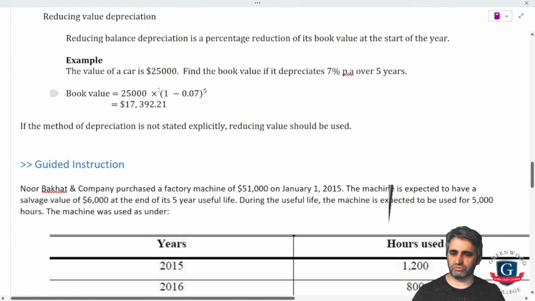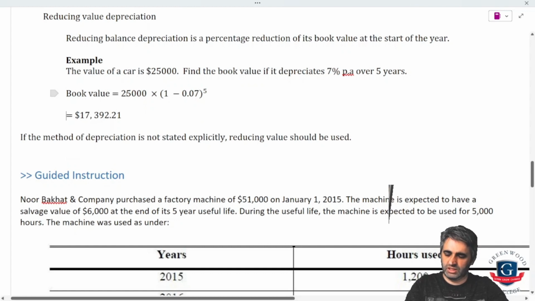So if you can imagine, we're going to repeat this calculation 5 times. Each year, we're going to depreciate whatever it was the year before. And if we do that calculation, we'll find out that our $25,000 car is now worth $17,392.